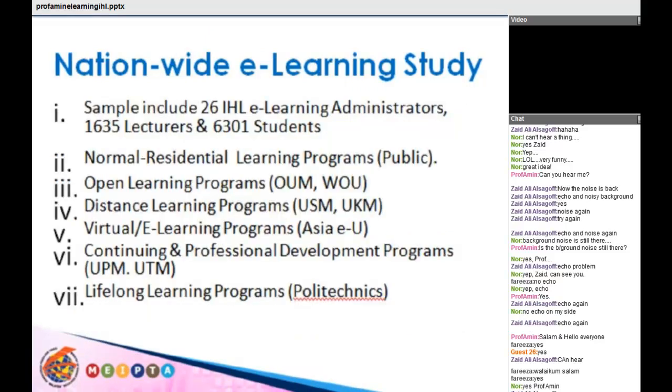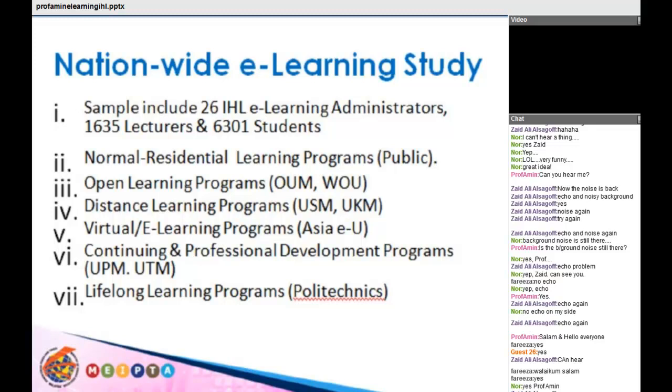Now, we managed to get samples from 26 institutions of higher learning, including 20 public universities, I think 3 private universities and 3 polytechnics. Because the main samples are from public universities, we are talking about the normal programs. So we do not have so much data from the open learning programs, especially virtual or e-learning programs.